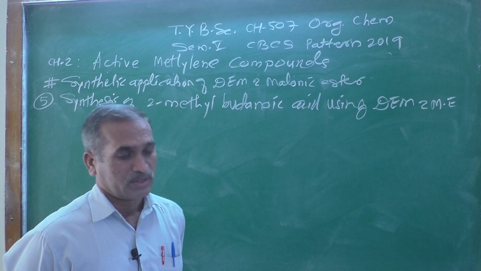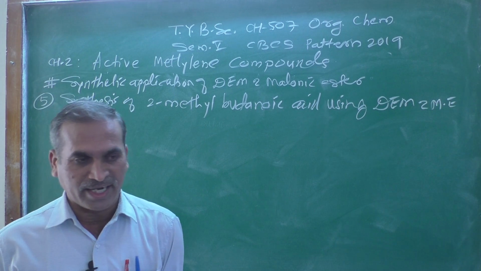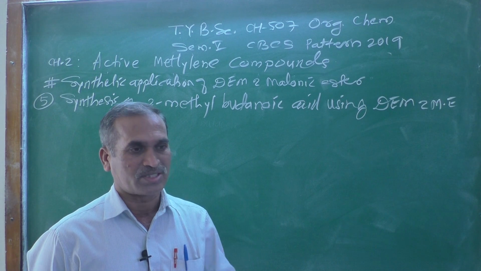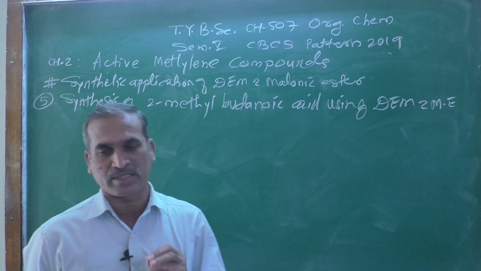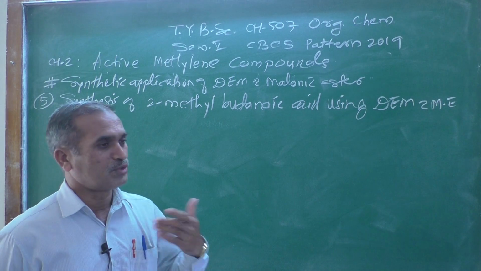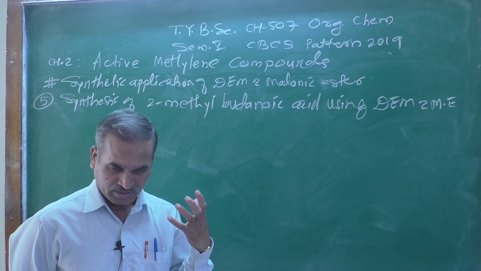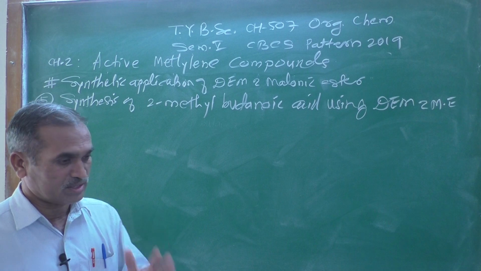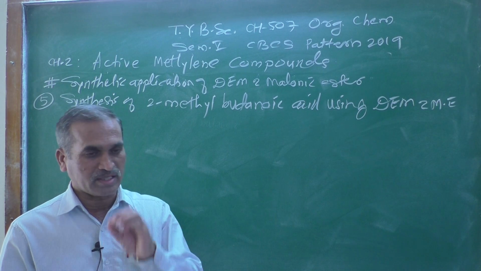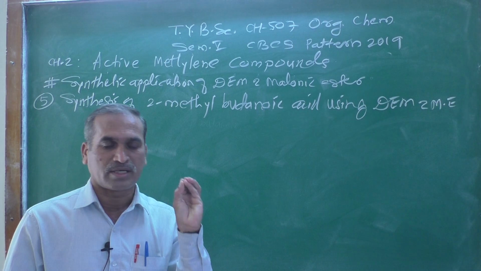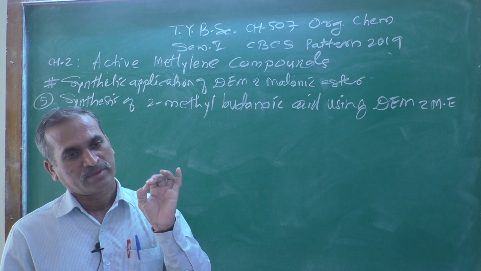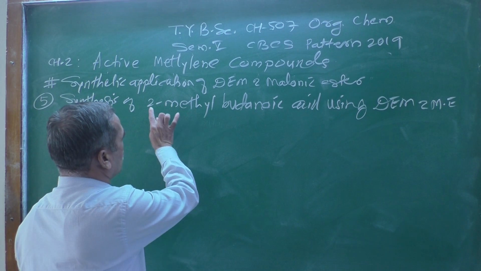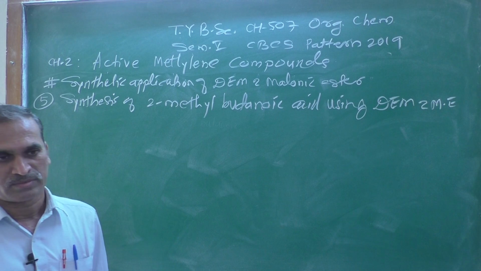Now, what points are required for the justification and clarification of this application? How do you plan this? The first requirement is to draw the correct structure of the given target molecule. The name of the target molecule is given: 2-methyl butanoic acid.